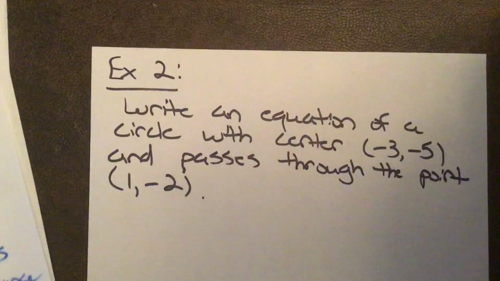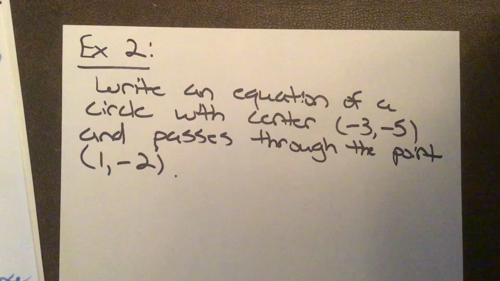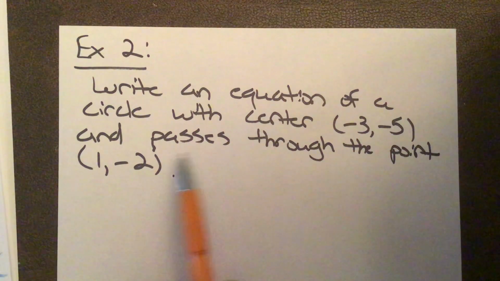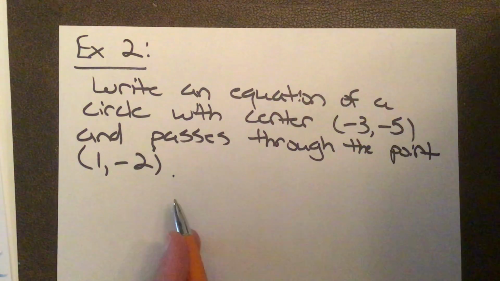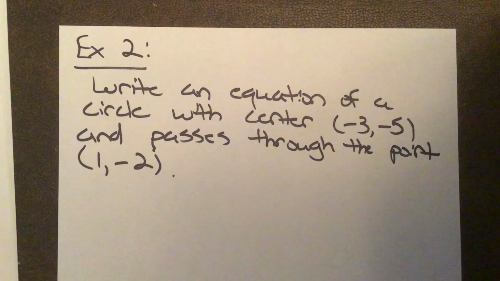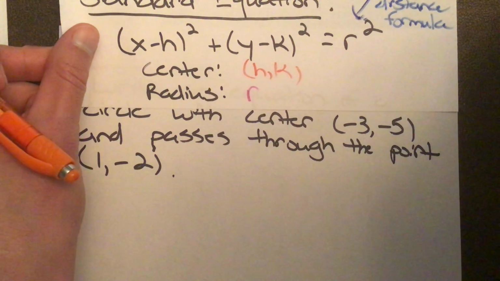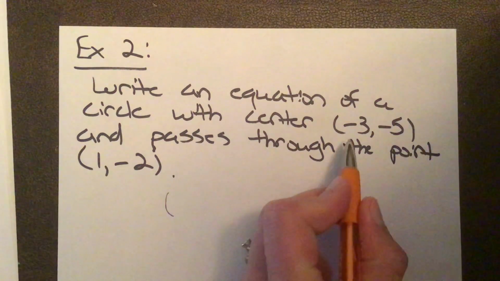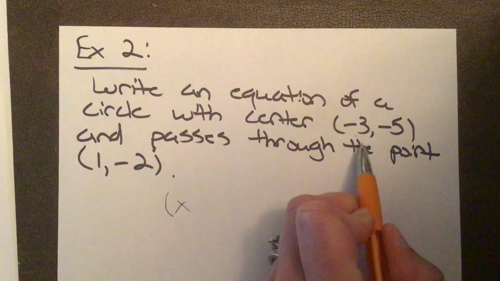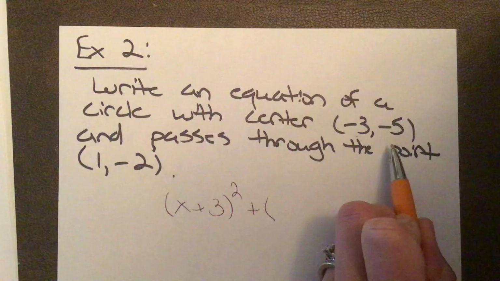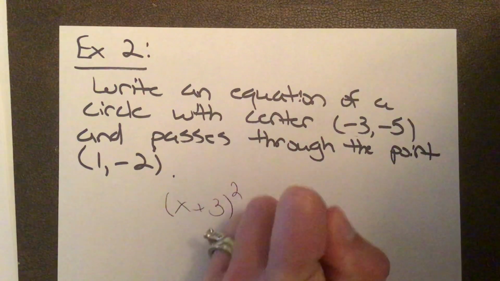What if we have a center and we have a point on the circle? Let's take a look at an example of that. This says: write an equation of a circle with a center of (negative 3, negative 5) that passes through the point (1, negative 2). If we go back to our equation, here it is. We know the center, we know a point, but we do not know the r. So let's just plug in what we know with the center. Since the x value of my center is negative 3, I'd have (x plus 3) squared. Since the y value of my center is negative 5, I'd have (y plus 5) squared.